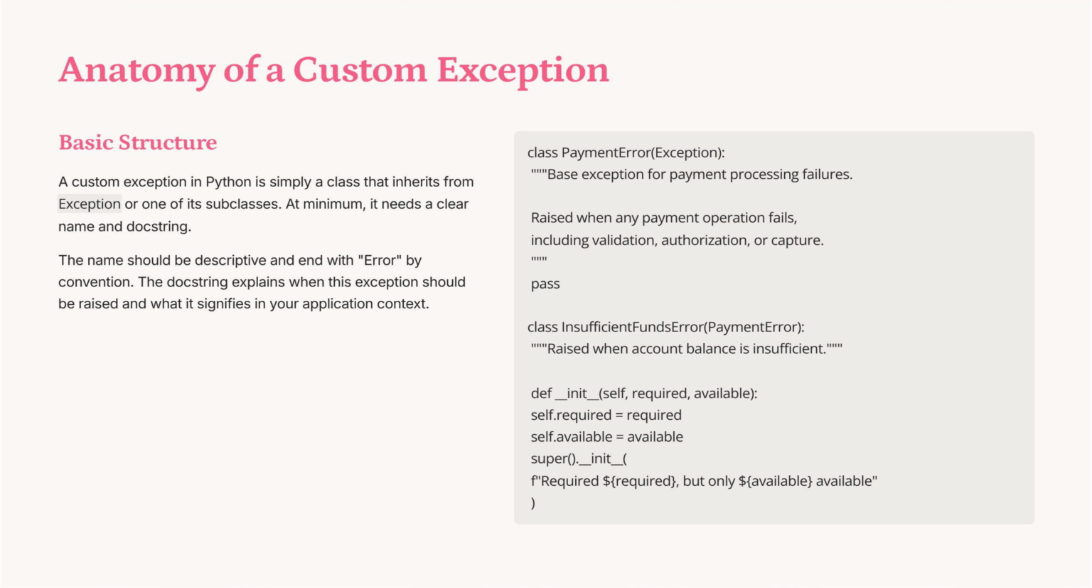A custom exception in Python is a class inheriting from Exception. It requires a descriptive name ending with Error and a docstring. For example, PaymentError indicates payment failures, while InsufficientFundsError specifies insufficient balance, storing required and available amounts for clarity. This structure aids in precise error handling and communication.